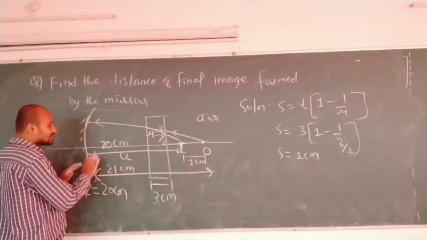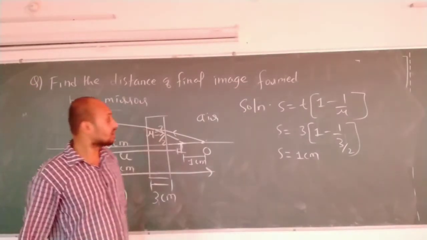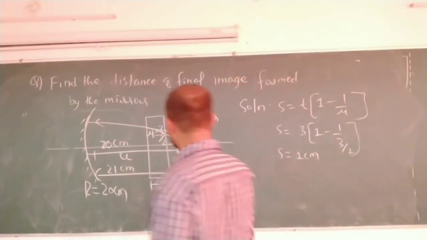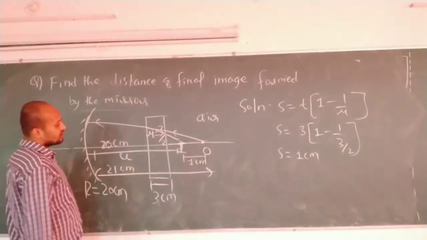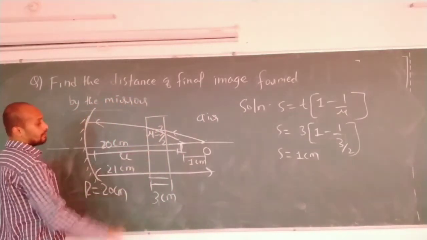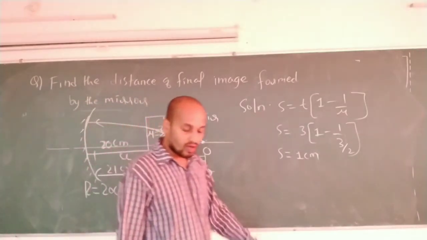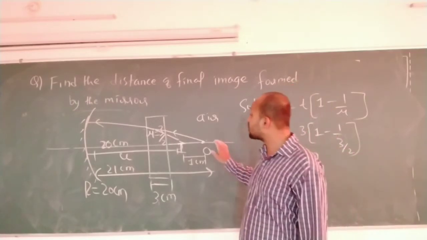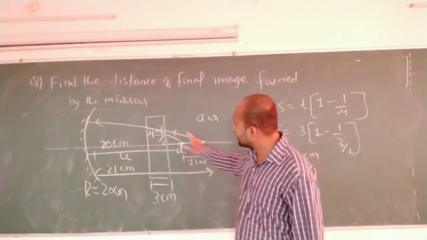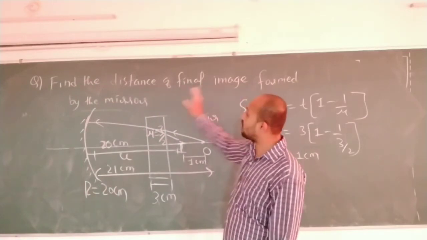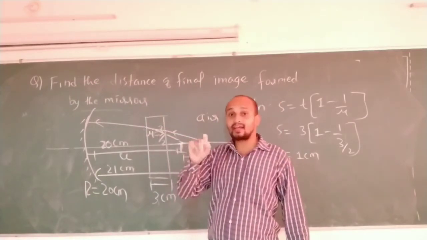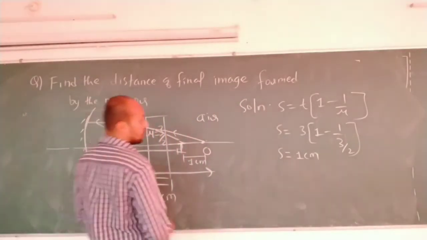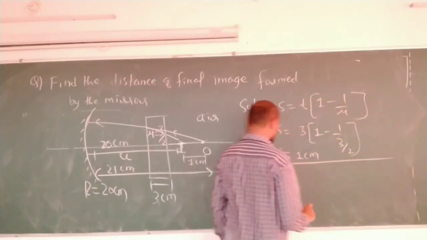So, once you know R, what can you find? You can find F. This ray will come back and again an image is going to form. But he is not asking as observed by the observer. After this, find the final image formed by the mirror. Final image formed by the mirror means, for this mirror, what can I calculate?